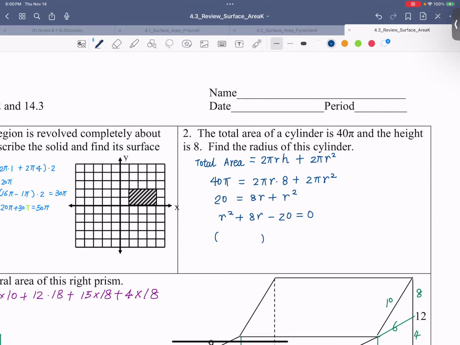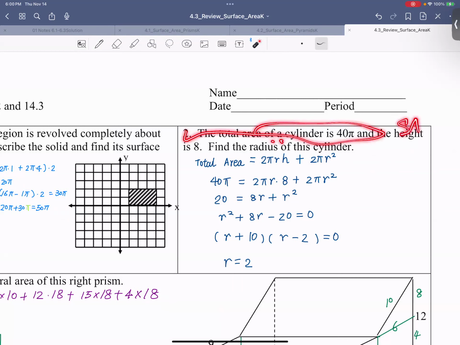Then you can do who times who. 10 and negative 2. Good. So your r equals 2. We don't make the radius negative, so I only take the positive 2. That's it. Okay.